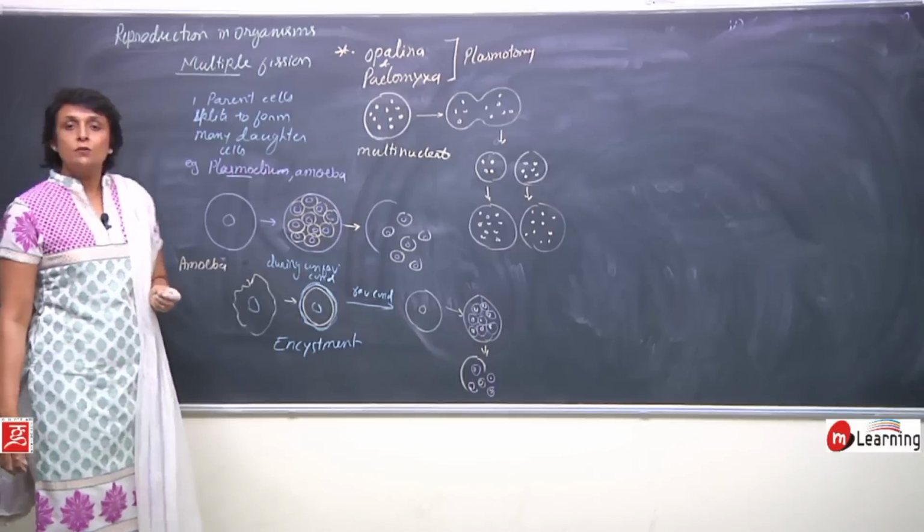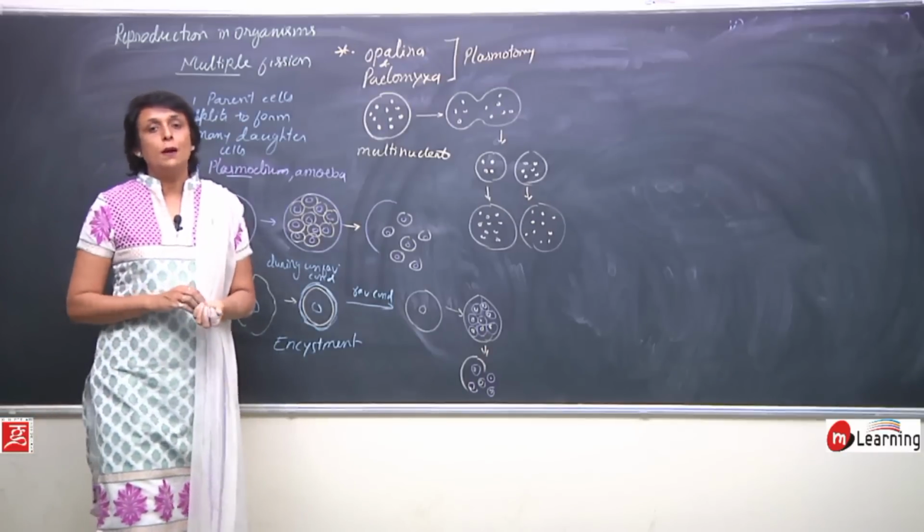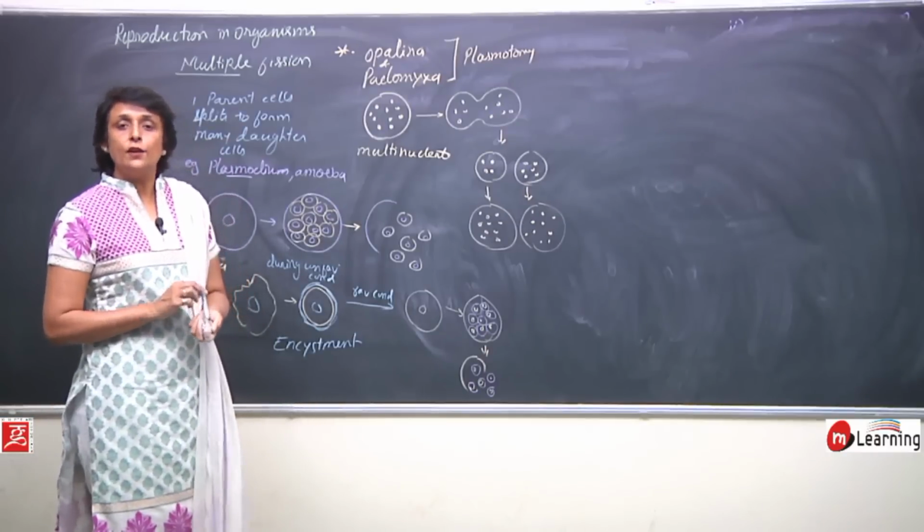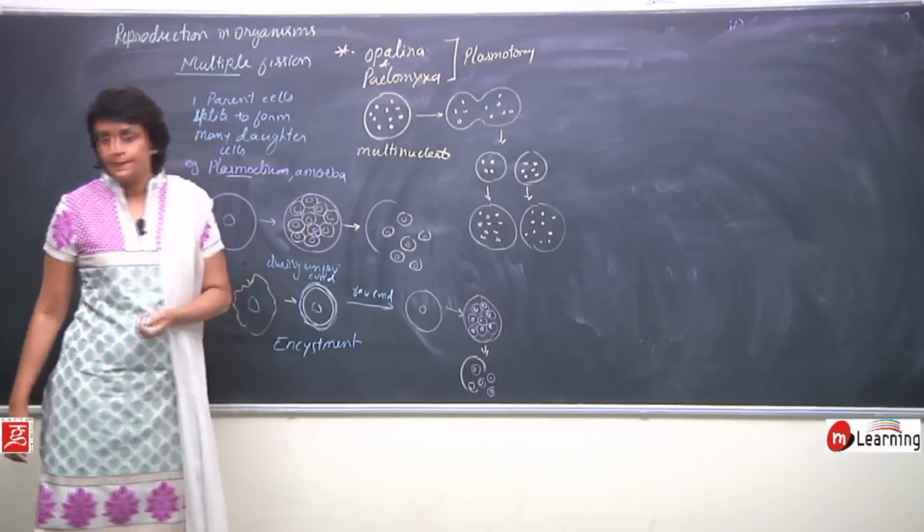So with this we are done with fission. Now let us talk about budding, which is another method of asexual reproduction.